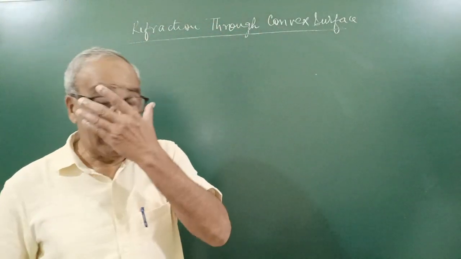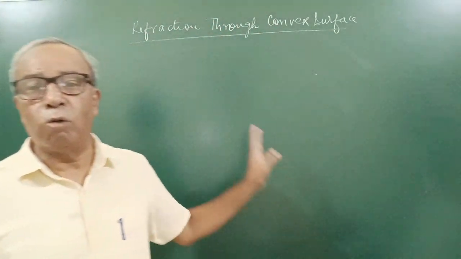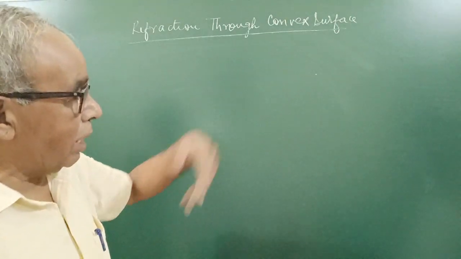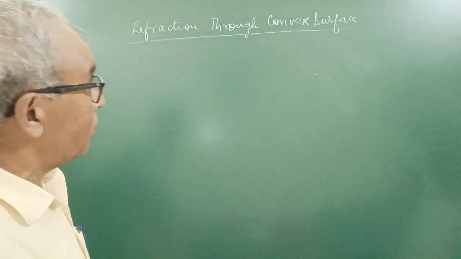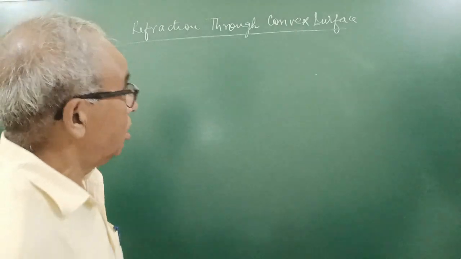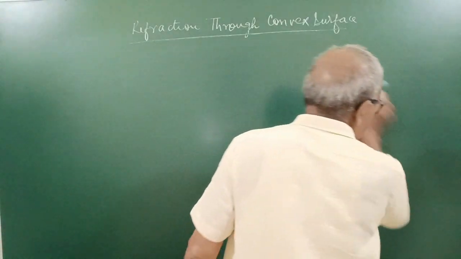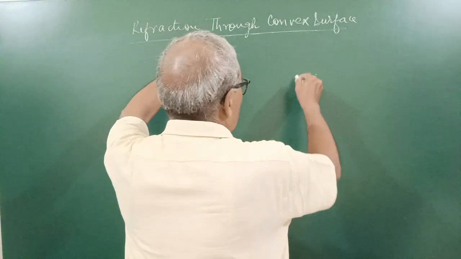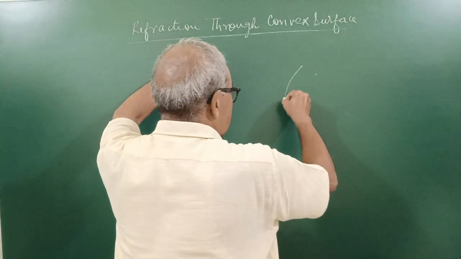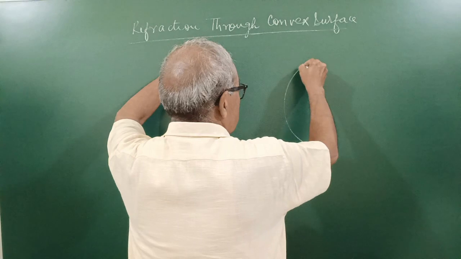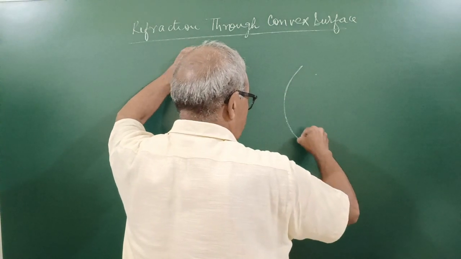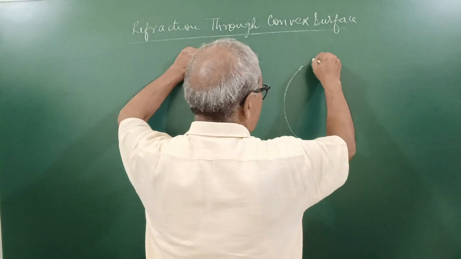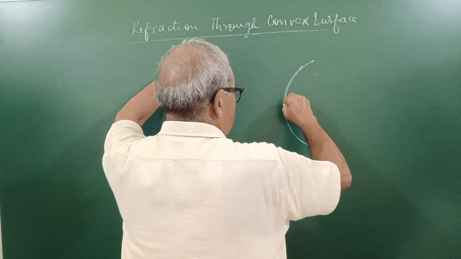Yes. Now I will take the convex surface. I will show how to draw the diagram. Actually, the first diagram, in the concave surface, I have drawn already to save time. But here I need to explain to you how to draw. Here is the convex surface. This is the convex surface of glass or any other transparent material.